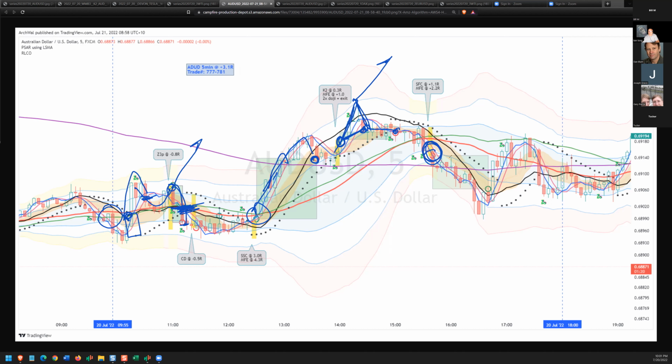This is pretty good right here. 1, 2, 3 exit. There's your stop and reverse. That'll get paid.